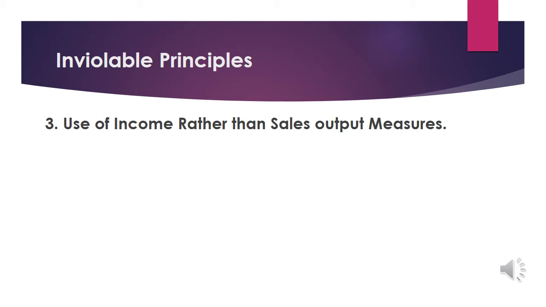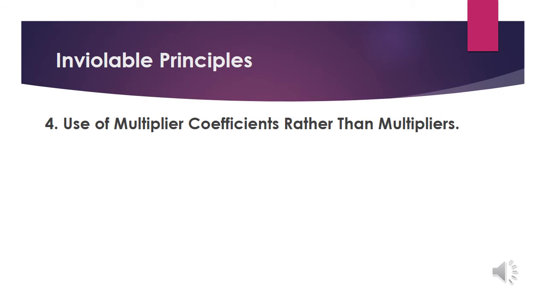Geography also plays a role here. For example, zip codes, the city, the county, and state boundaries, and how large an area is oftentimes determines which measure will be used. The use of sales measures is impractical. They do not offer insights that are useful in guiding policy decisions. The fourth principle is using multiplier coefficients rather than actual multipliers. First, we need to talk about the multiplier concept.